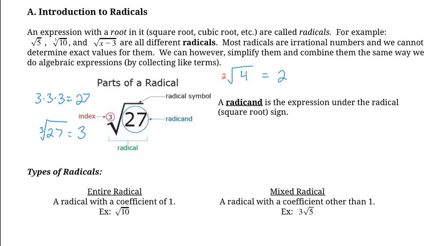Here are two types of radicals. So we have an entire radical, and that's when you have your radical, but there's an imaginary 1 in front. So it has a coefficient of 1. And then we also have a mixed radical. So this is when the coefficient is anything but 1. So there's a number here, and this coefficient here is 3. And this really just means 3 is multiplied by root 5.